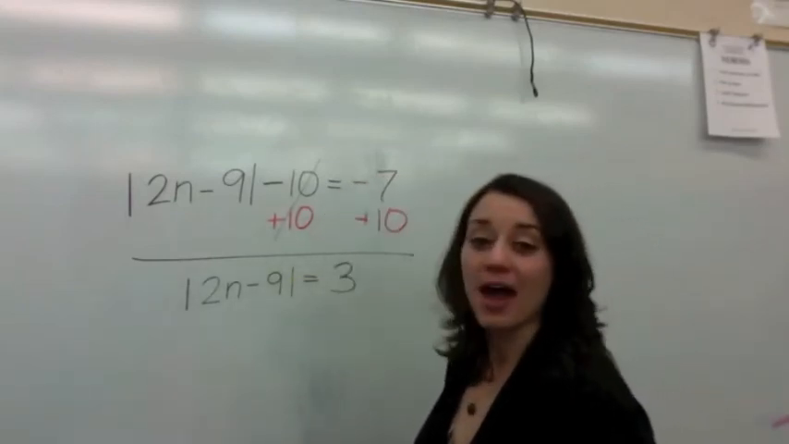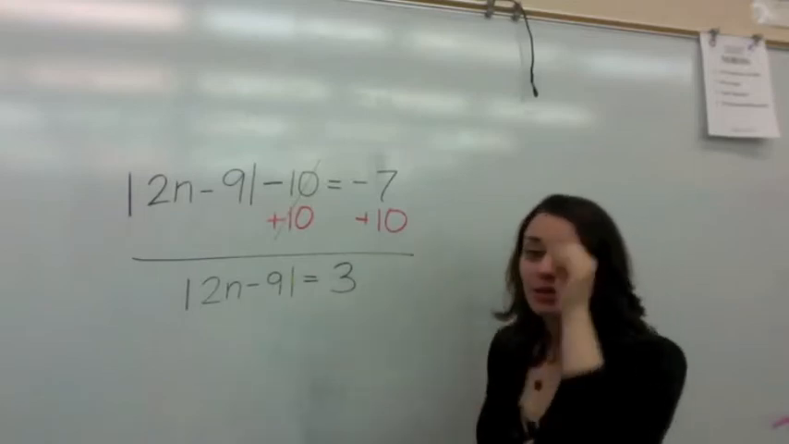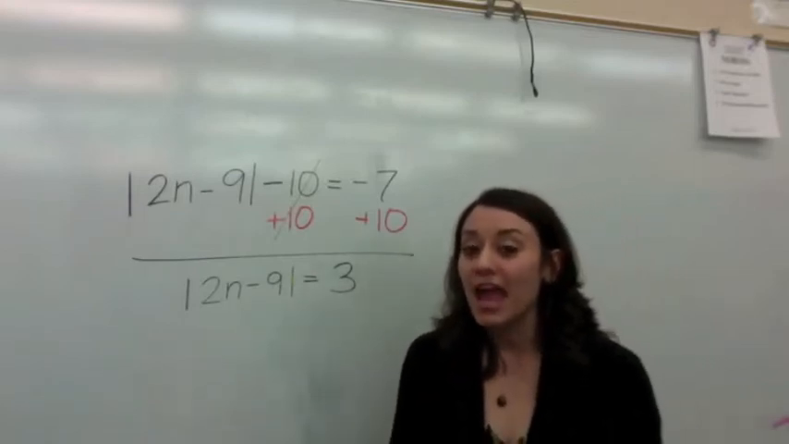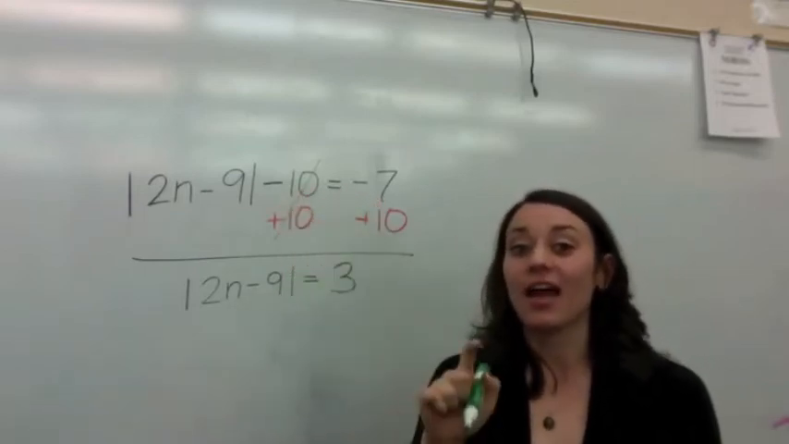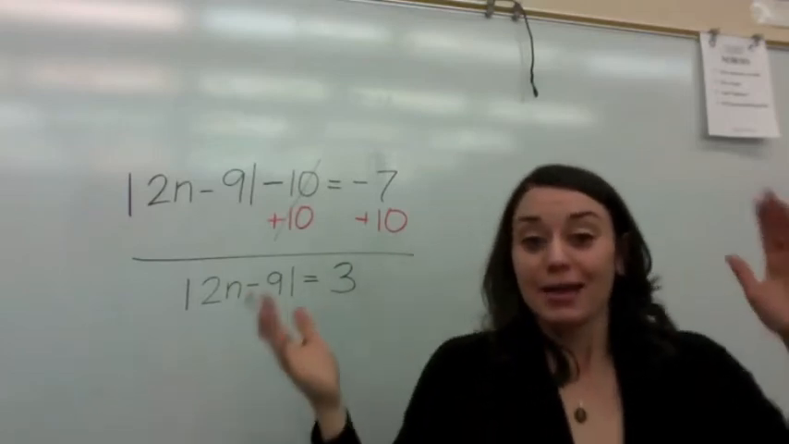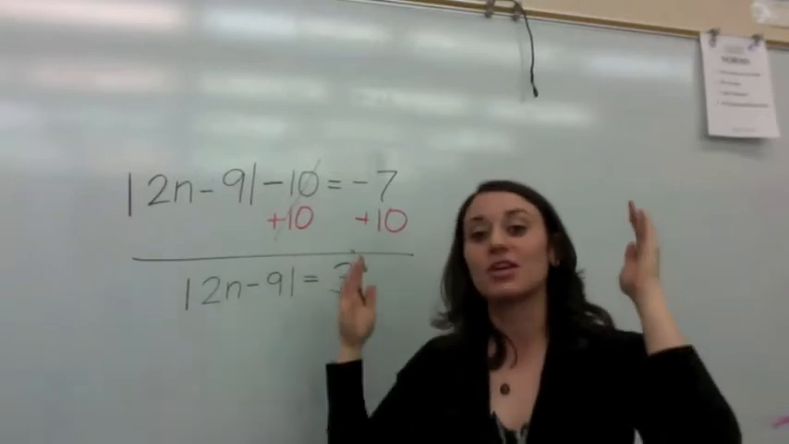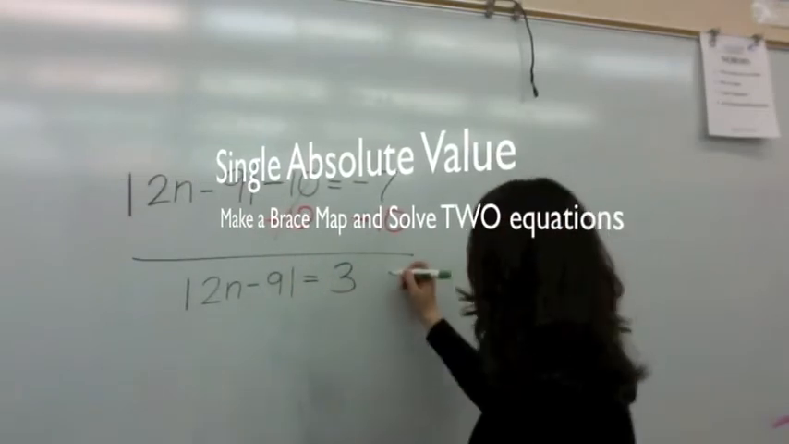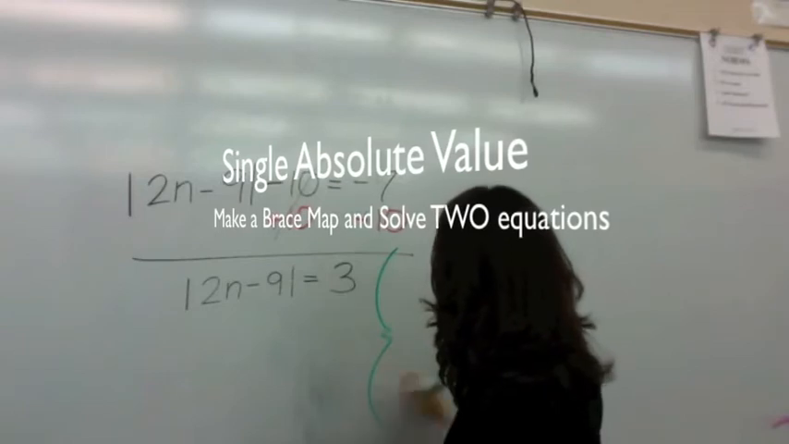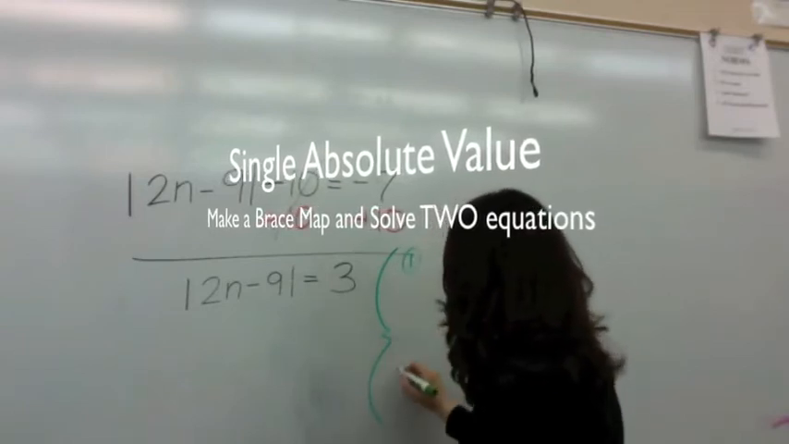All right, so now you have a single absolute value equation. What do you have? A single absolute value equation, which means now you can solve, and you know that absolute value equations have 2 answers. One's positive and one's negative. So we're going to go ahead and solve those right now.